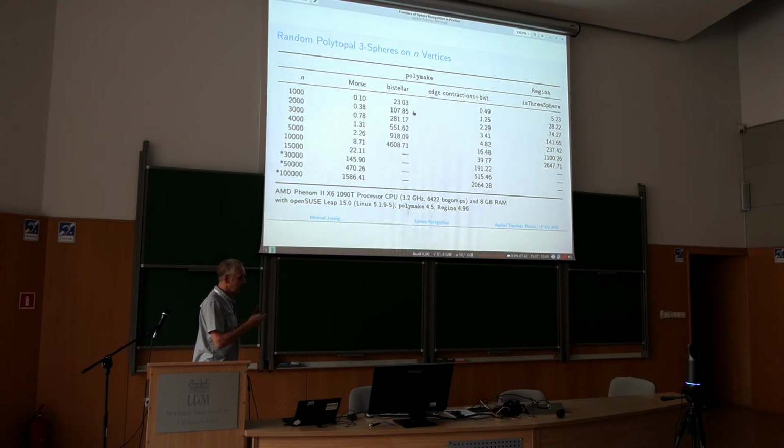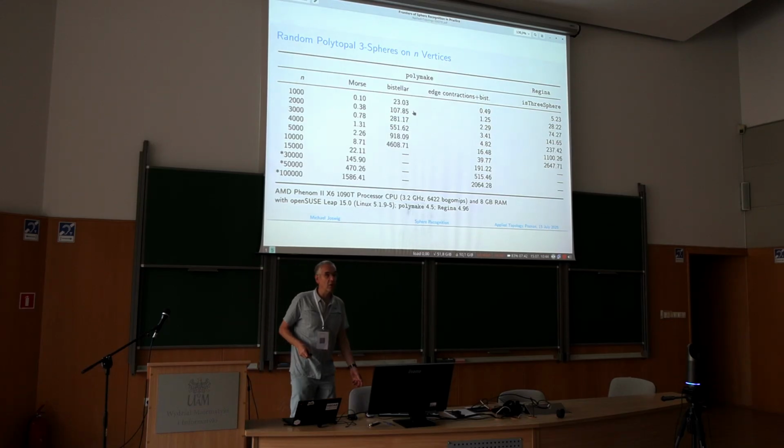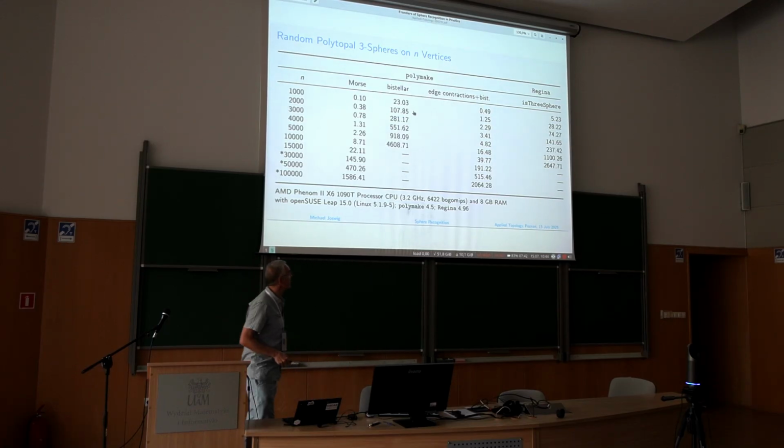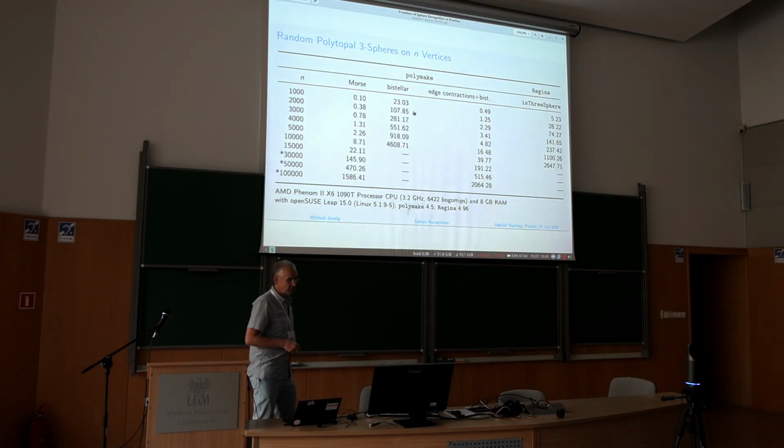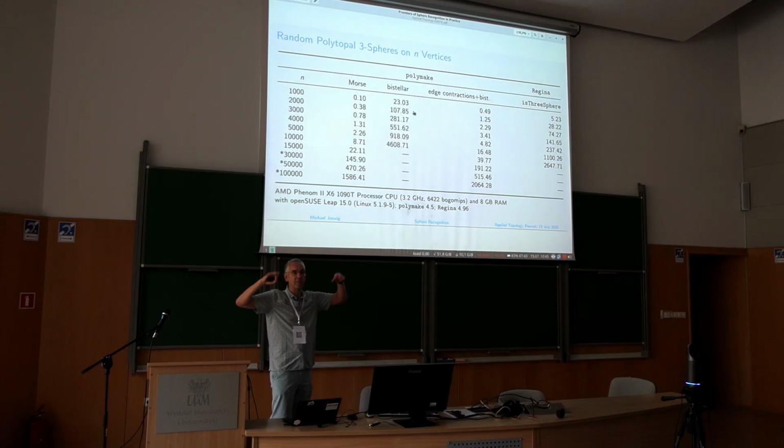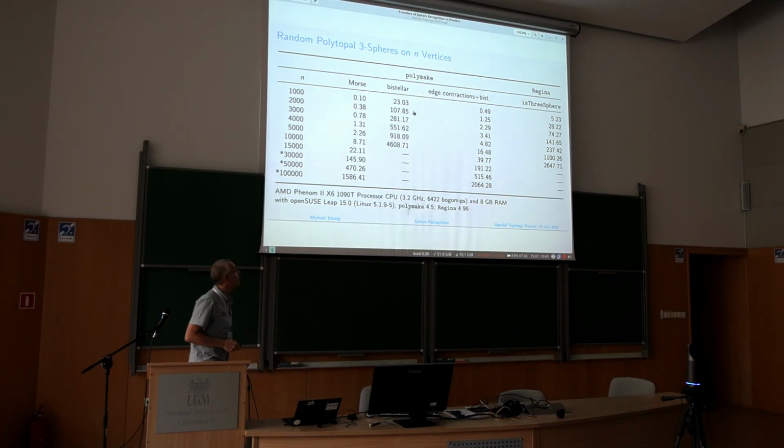I told you the project was something which was going on for a while. So this is a computation which was done a few years ago with versions of both Polymake and Regina which are now outdated. It doesn't matter too much, both systems became better, but the overall behavior is pretty much the same. So the only parameter which is left here, on the left-hand side, is the number of vertices. You produce 3-spheres with 1,000 vertices, 2,000, and so on, up to 100,000 vertices.